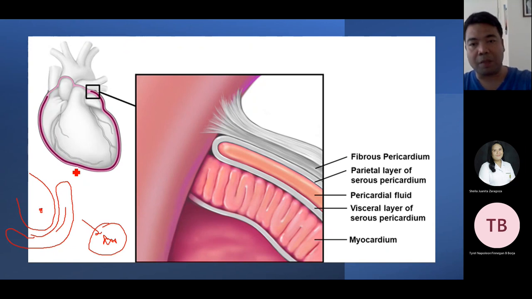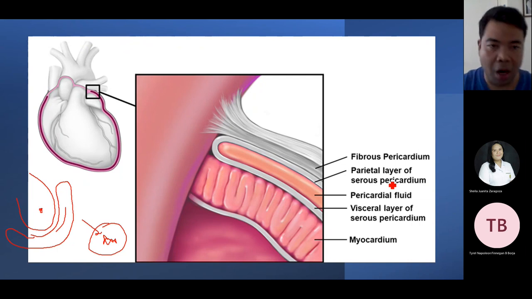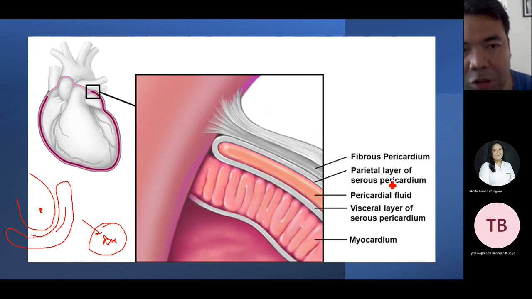So what is the main purpose of the pericardial fluid? Or what is the function? The function of the pericardial fluid is to prevent the friction between the parietal and visceral pericardia during the pumping action of the heart. Diba? Pinaprevent niya yung friction. It has a lubricating property. And aside from that, the pericardial fluid also somehow cushions the heart from external trauma.